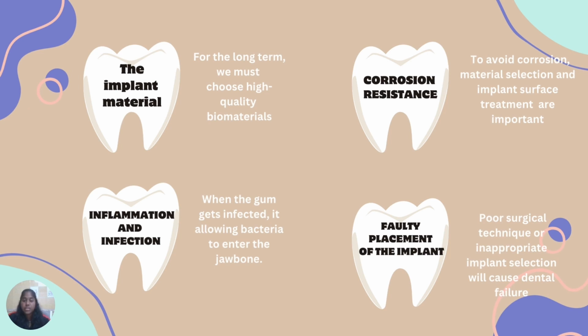And the last one is faulty placement of the implant. Improper implant placement can harm neighboring teeth, nerves, and blood vessels. Poor surgical technique or inappropriate implant selection may fail to integrate correctly with the surrounding bone. This can result in dental implant failure.